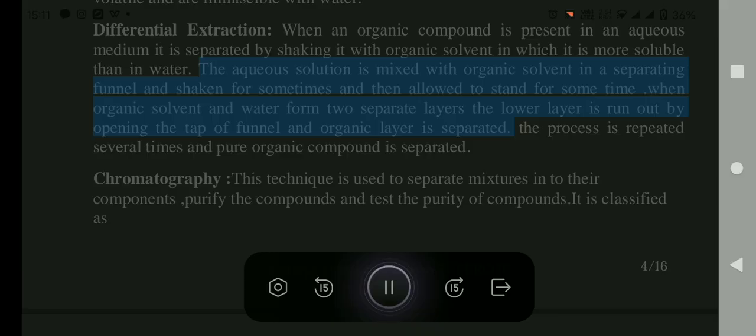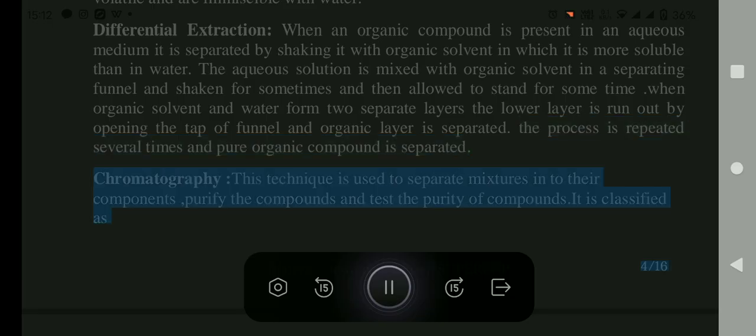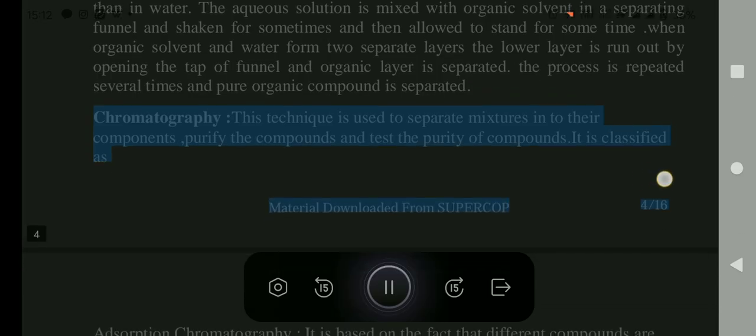When the organic solvent and water form two separate layers, the lower layer is run out by opening the tap of the funnel and the organic layer is separated. The process is repeated several times and the pure organic compound is separated. Chromatography. This technique is used to separate mixtures into their components, purify the compounds and test the purity of compounds.